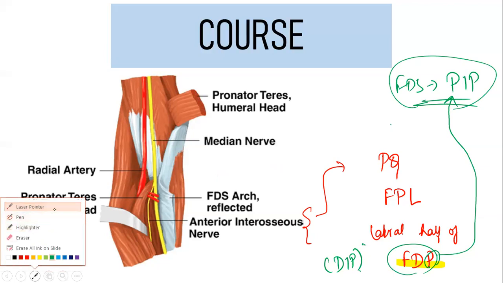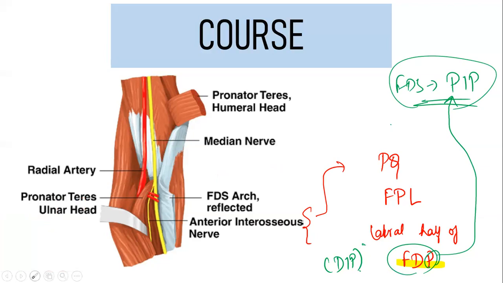Yes, clear? Yes, very good. Now let us get to this picture. Now you take, yes, it has pierced the pronator teres, it had given off the anterior interosseous nerve. But what happens to the median nerve now, the main nerve?